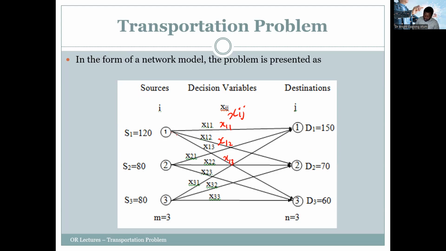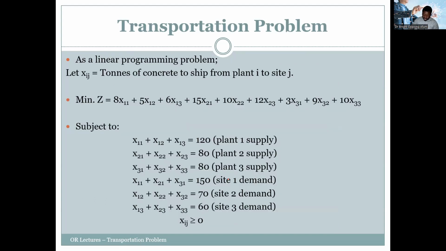So you have the various paths drawn on the network modeled, and also showing the various decision variables. How much should I move from 2 to 1? So we have X21, from 2 to 2, X22, from 2 to 3, X23, in that form, in that order. So repeat it also for supply 3.